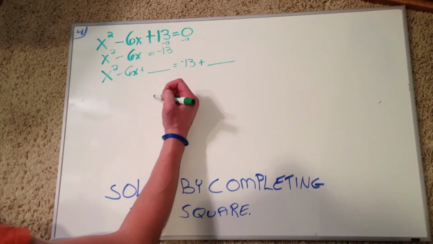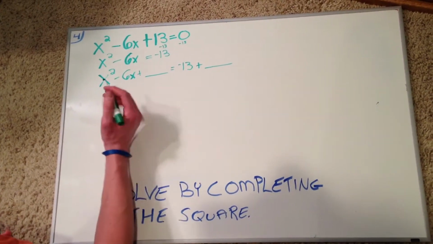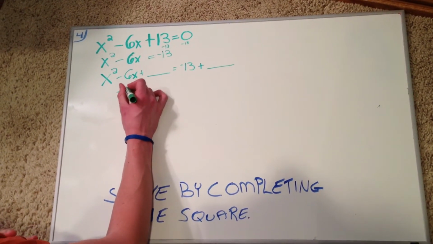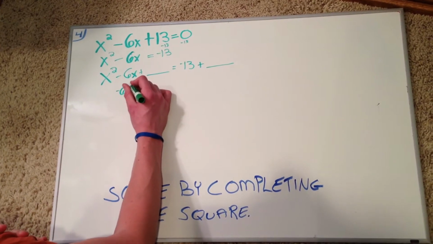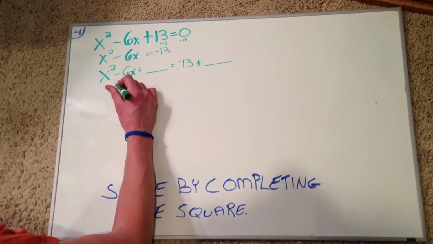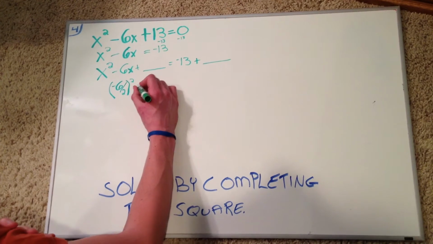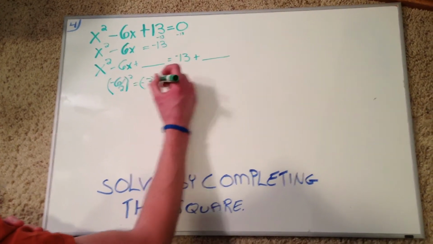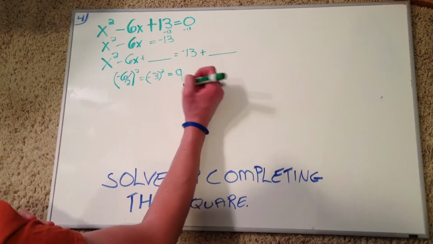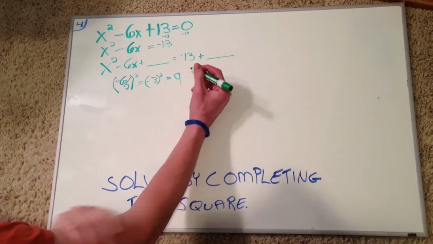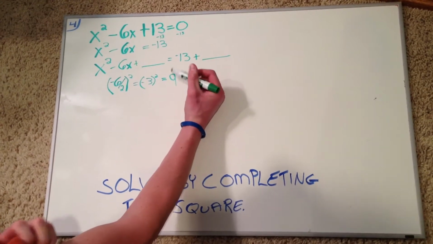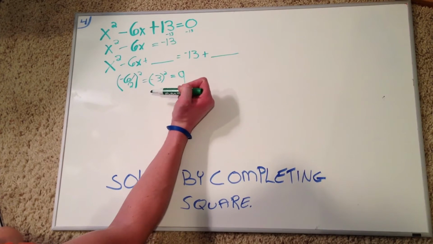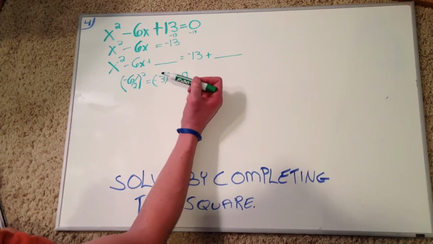So, now to find that something, we're going to take our b term, which is negative 6, and we're going to cut it in half and square it. So we'll have negative 3 squared, which is 9. So what we did to get 9, just a quick summary, we took half of our negative 6, divided it by 2 to get negative 3, and squared that.